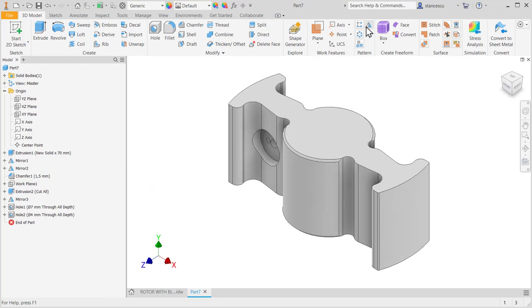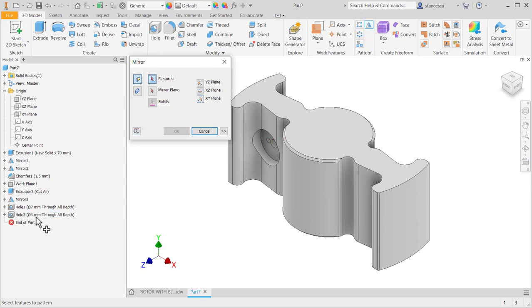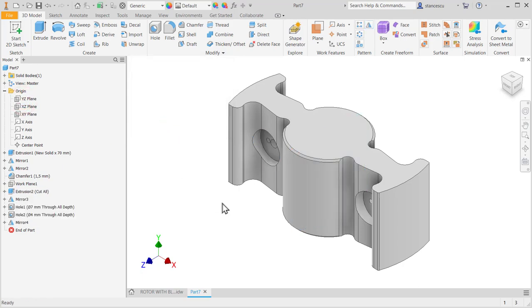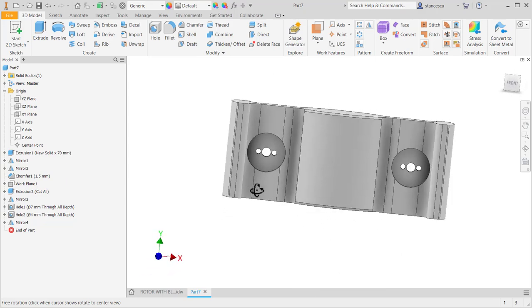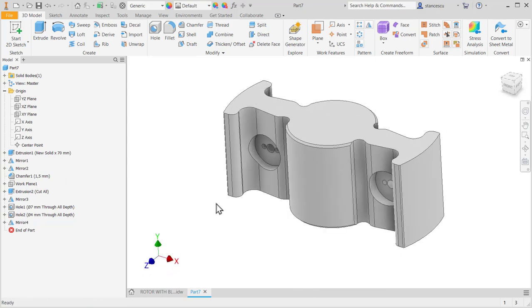Mirror of 4, 7, mirror and extrusion. About the plane, this plane. Okay. Nice and very clean.